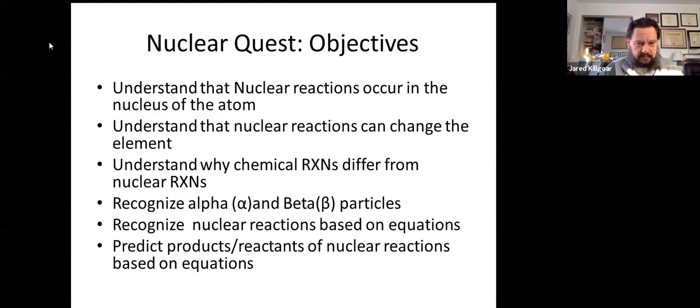These are our objectives. You should understand that a nuclear reaction occurs in the nucleus of the atom. Understand that elements can change in a nuclear reaction. Understand why chemical reactions are different from nuclear reactions. Specifically recognize alpha and beta particles and decay. Recognize nuclear reactions based on their equations, and predict products or reactants of nuclear reactions based on equations.